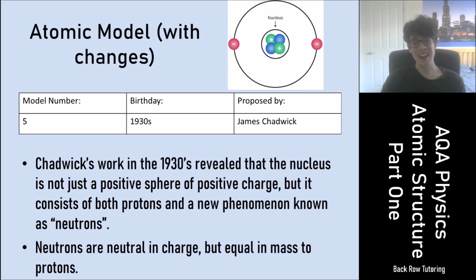Finally, model number 5. The birthday of this was 1930, so this model was thought of in the 1930s, and it was James Chadwick who came up with this model. Chadwick's work in the 1930s revealed that the nucleus is not just a sphere of positive charge, but it consists of both protons and a new particle known as neutrons. So James Chadwick discovered the neutron. Neutrons are neutral in charge, but equal in mass to protons. So in the 1930s, James Chadwick came along and said, yes, the middle is positive, but there are also neutral particles in there as well. Neutrons.